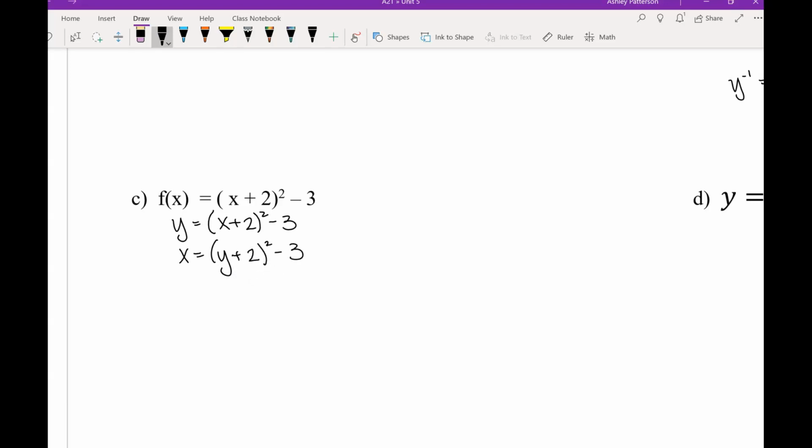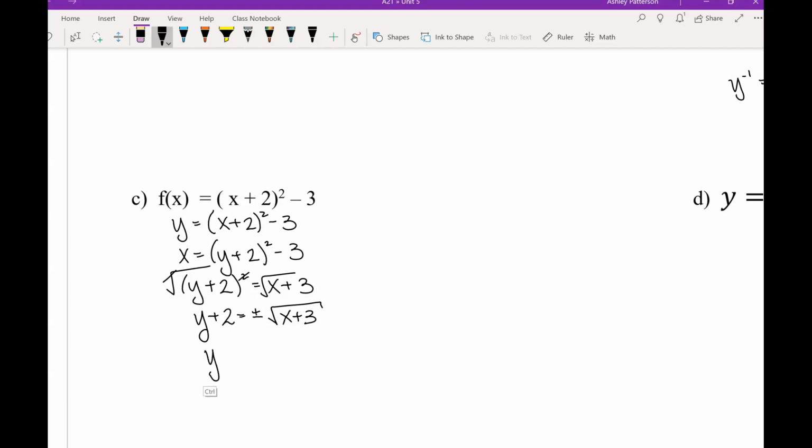And then I'm going to go ahead and solve for y. So let's add 3 to both sides. (y plus 2) quantity squared is equal to x plus 3. Now, we're solving for y, so I'm going to have to take the square root of both sides to get rid of that square. We get y plus 2 is equal to, ladies and gentlemen, the big elephant in the room, we need to have the plus and minus. Plus and minus because we chose to take the square root.